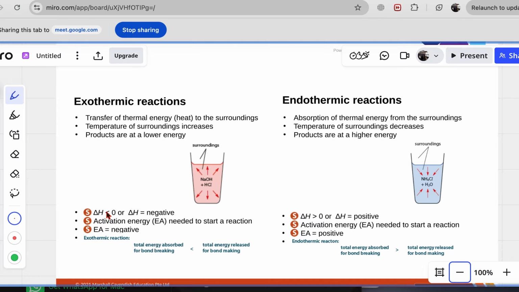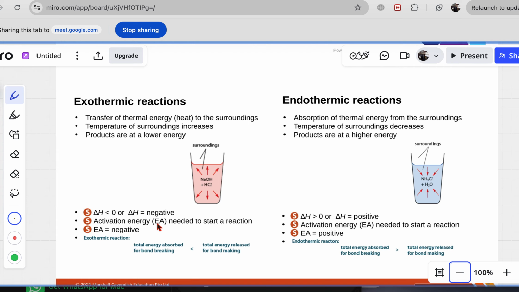The difference between the energy of reactant and the energy of product, once it's negative, means it's an exothermic reaction. It means the energy of the reactant is greater than the energy of the product. So the resultant effect is a negative.